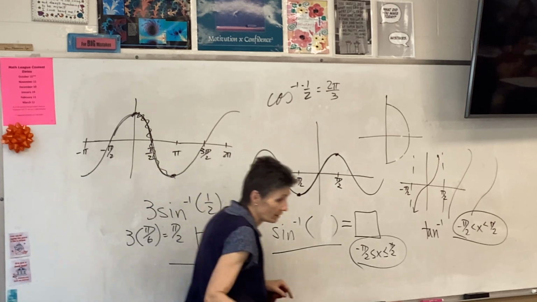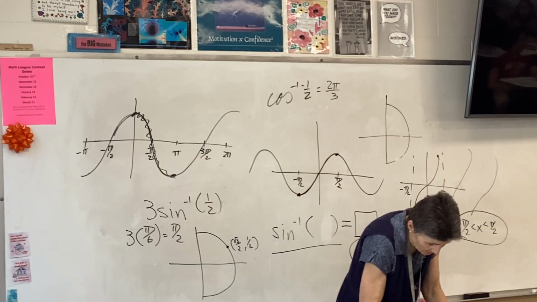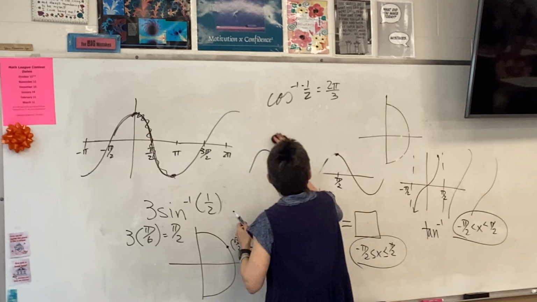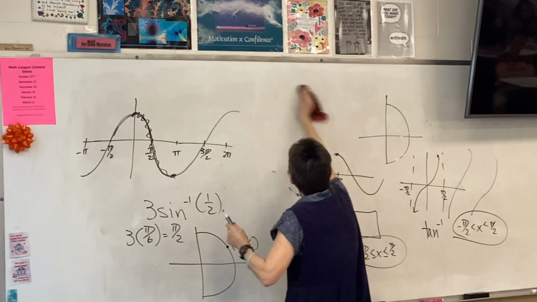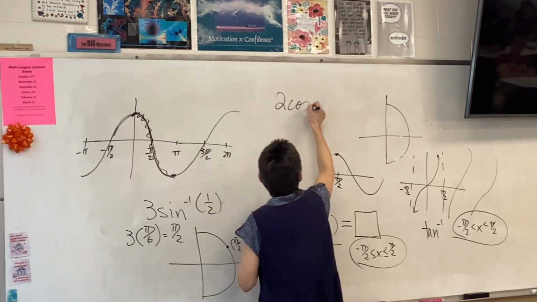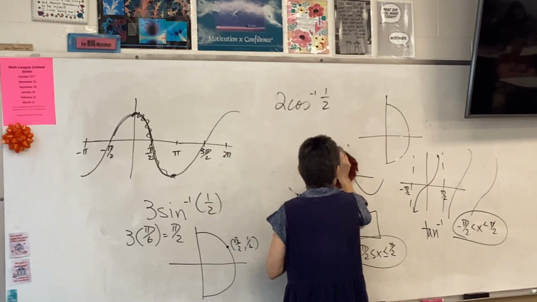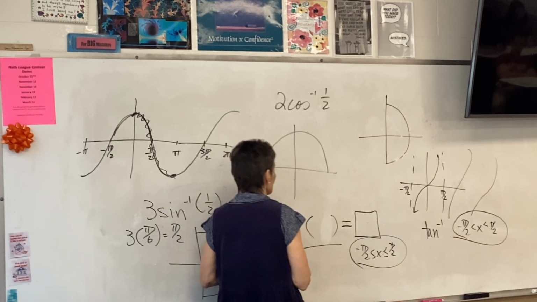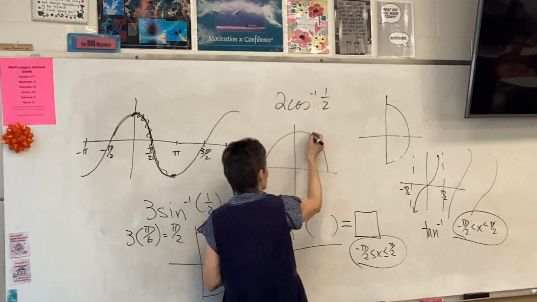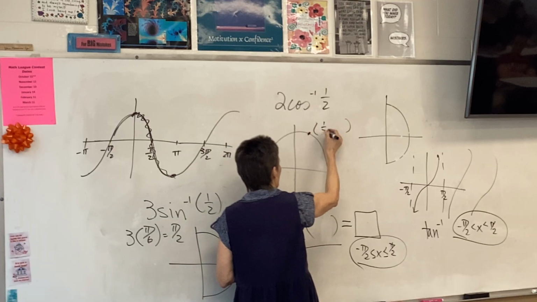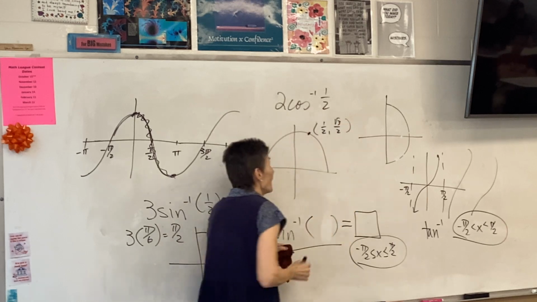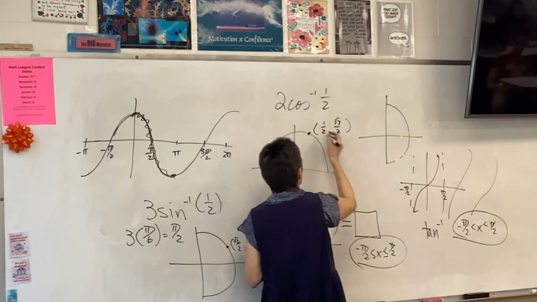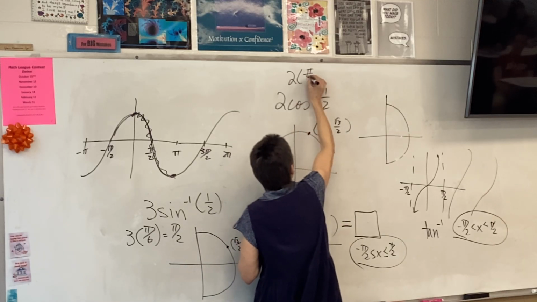Okay, and then the other one said 2 times the angle whose cosine is a half. So if you're doing a cosine problem, remember, you're only looking up here. Cosine is x, so somewhere my x coordinate is a half. What kind of an angle has an x coordinate of a half? Pi over 3. So we're 2 times pi over 3.